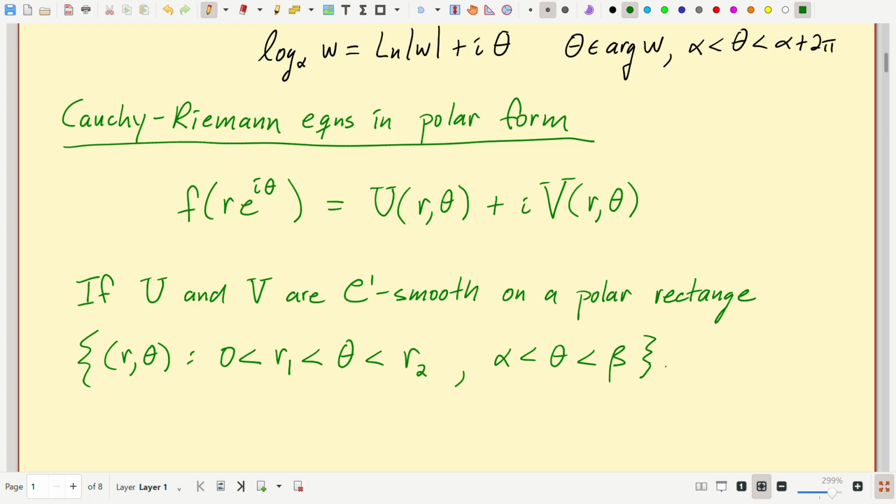Why is the theta between R1 and R2? Or is it supposed to be R? That's dumb, yeah. I meant R.